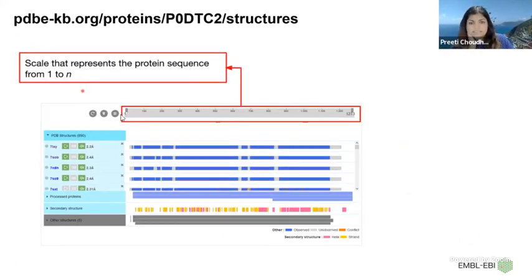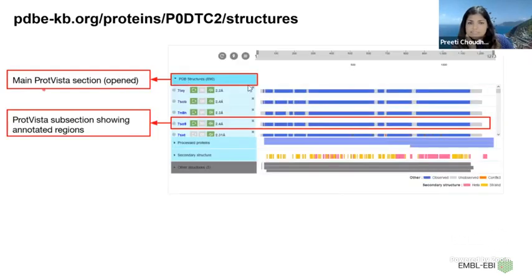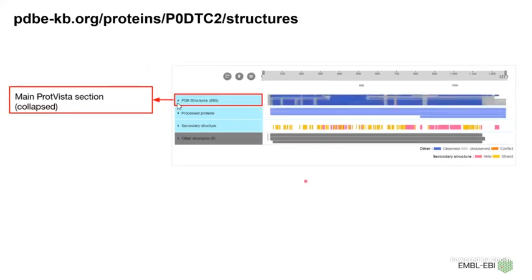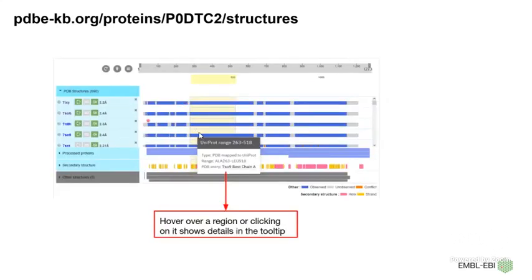Here you can see in this viewer the protein sequence, with a scale from 1 to the total length of the protein. You have the ProtVista main section and the subsections, which show you annotations for various residues. You can collapse the main ProtVista section by clicking the arrow. If you hover over any region or click on its details, you can see the details of that particular residue in the tooltip.